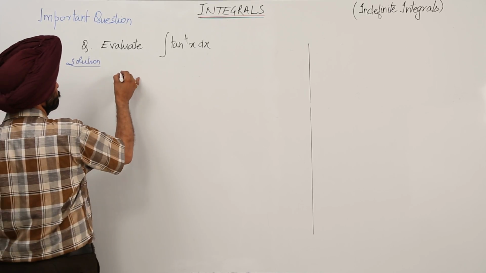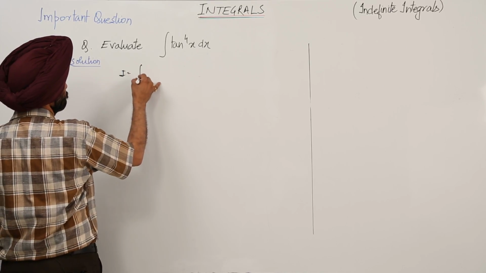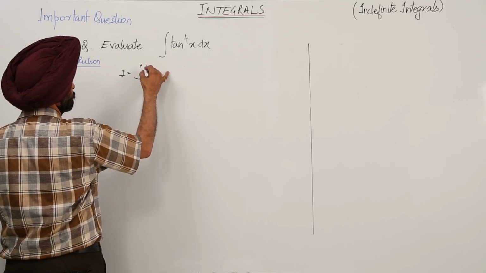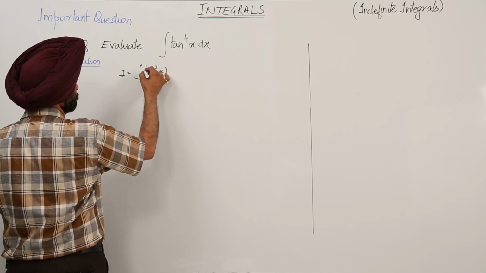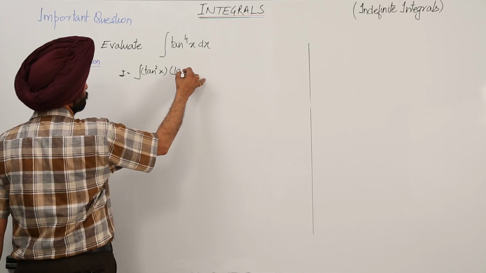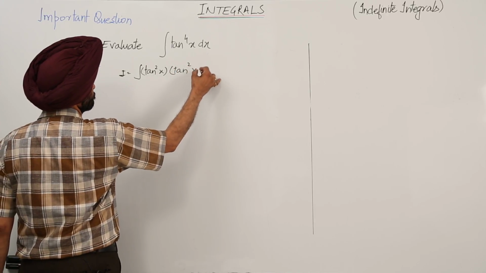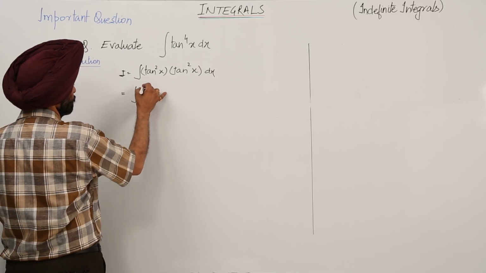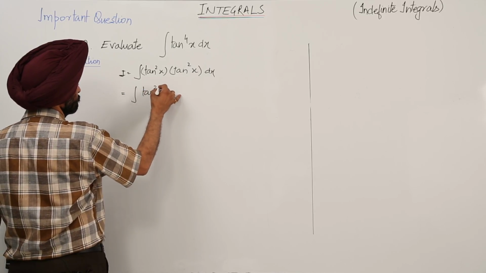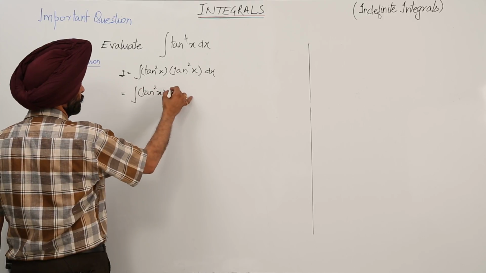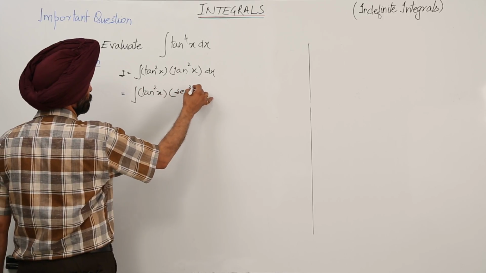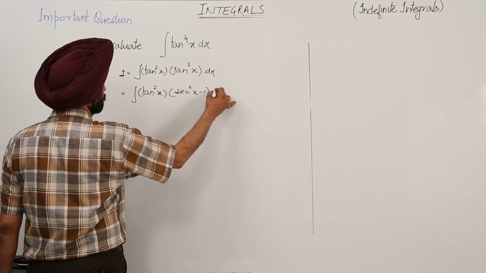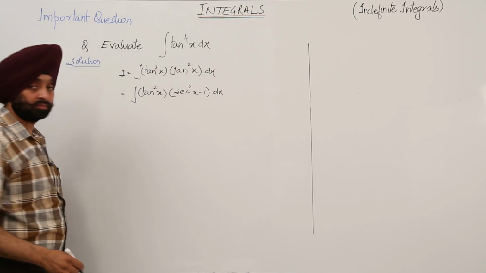The question is integration of tan square x with tan square x. It becomes tan raised to power 4x. Integration of tan square x. Tan square x is what? Secant square x minus 1 with dx.